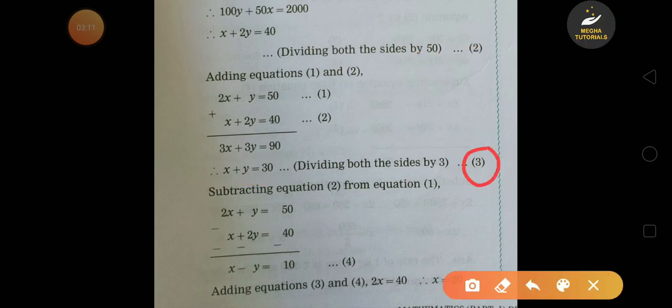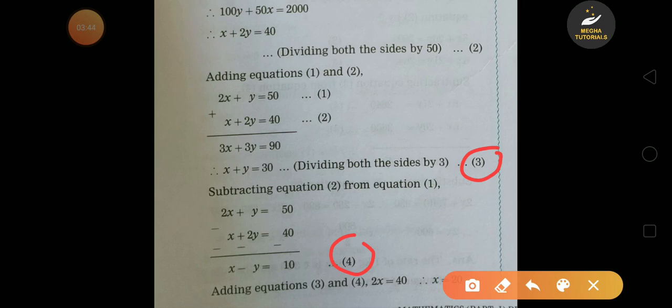Then we will subtract equation 2 from equation 1. So you will get 2x plus y is equal to 50 minus x plus 2y is equal to 40. So the sign of this equation will be changed. So 2x minus x, y minus 2y is minus y, therefore x minus y, and 50 minus 40 is 10. So this is the new equation 4. Now we will solve equation 3 and equation 4 simultaneously. In both equations we can eliminate y because the signs are different.